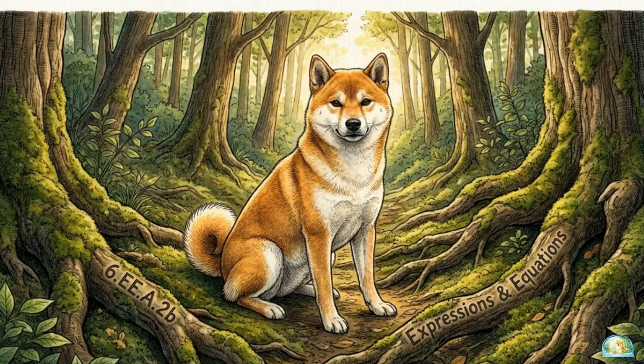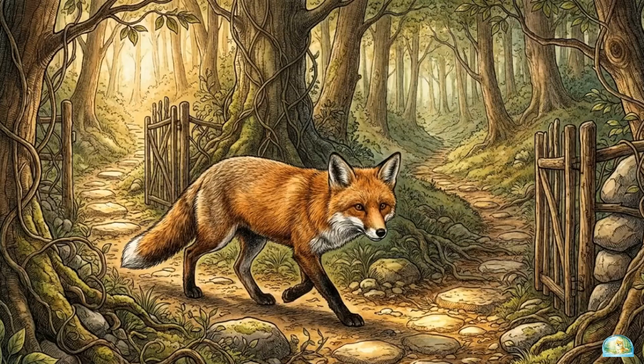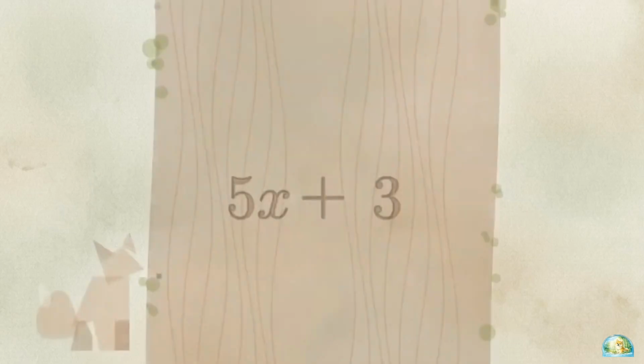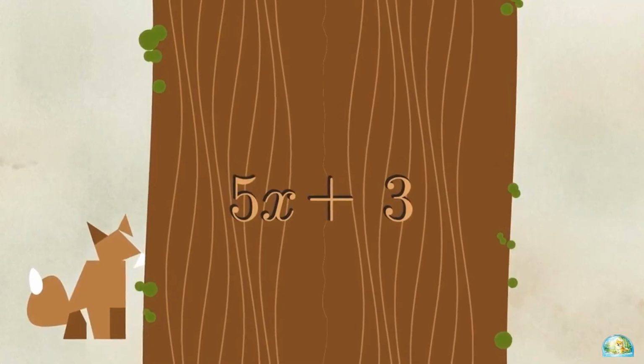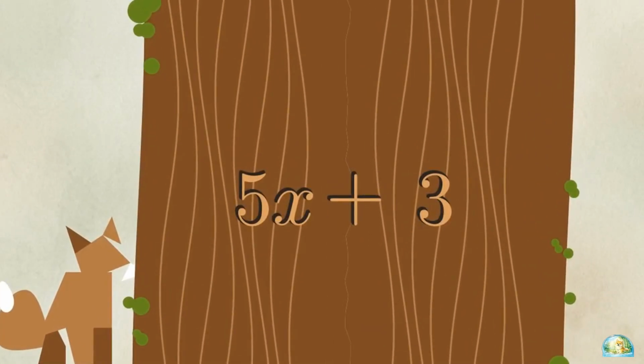Welcome to the foxglove equation path. Here, algebraic expressions are woven directly into the roots, stones, and trails of the woodland. Watch the scene first. The math is built into the world, so the quantities can be seen before they are named. Look at the carving on this oak tree trunk, the expression 5x plus 3.